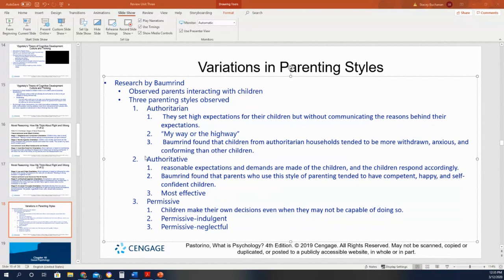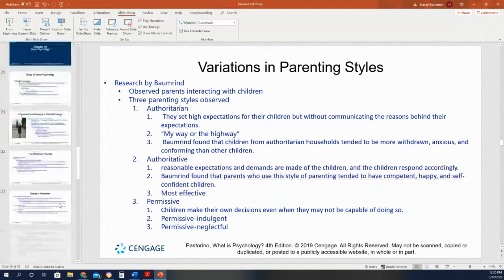And then the last one, which unfortunately I don't have an example of. Authoritative was the one. It's high control with high warmth. So there are expectations and demands that the child must meet, but they are reasonable and they're not hard to meet as well. So, moving on to chapter 10.